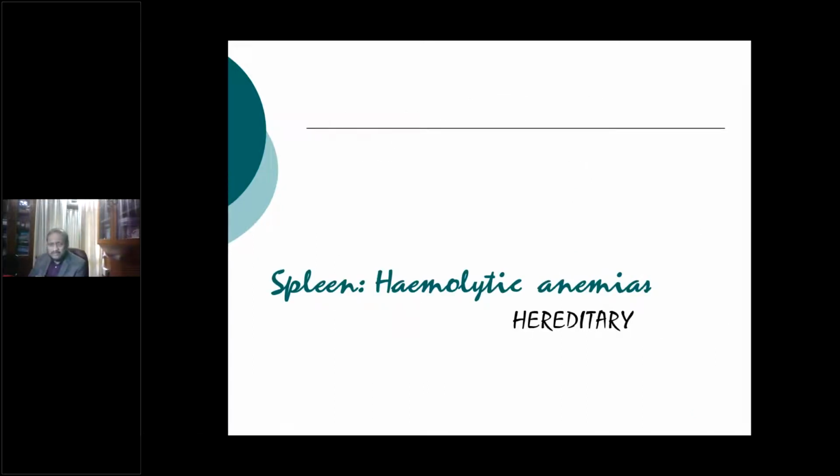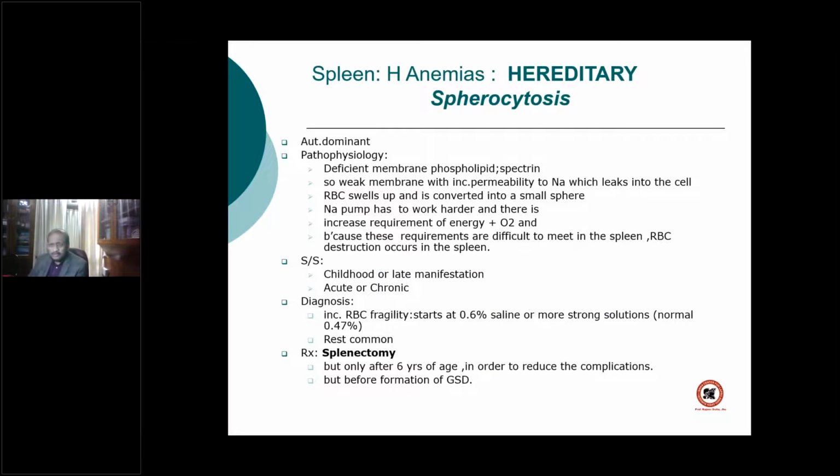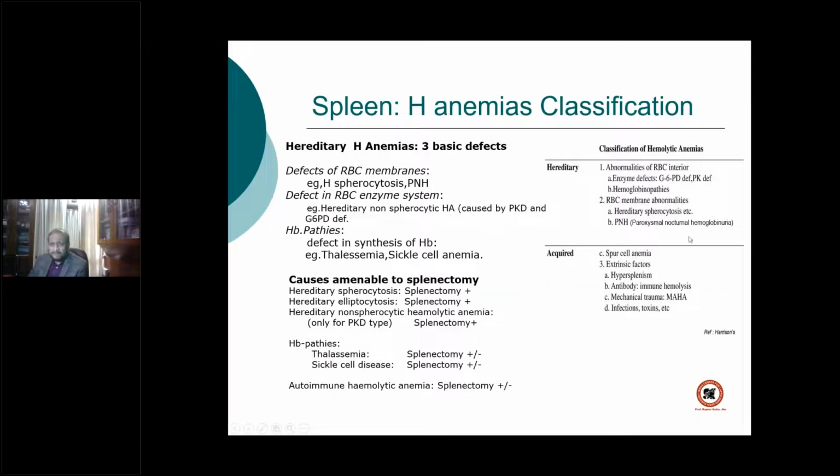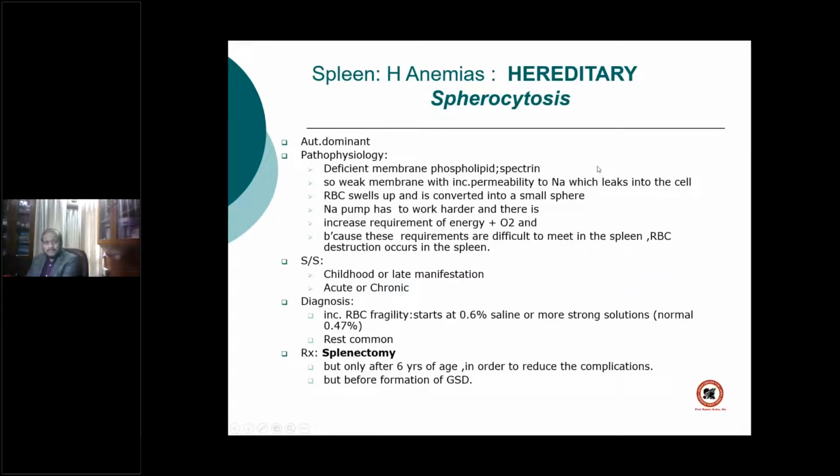So the hereditary hemolytic anemias we just talked about. See, these are the hereditary RBC interior and membrane abnormalities. These are hereditary. They pass on from family to family, one generation to the other generation, and then you go to the acquired ones. So in the hereditary type, the most important is spherocytosis, autosomal dominant.